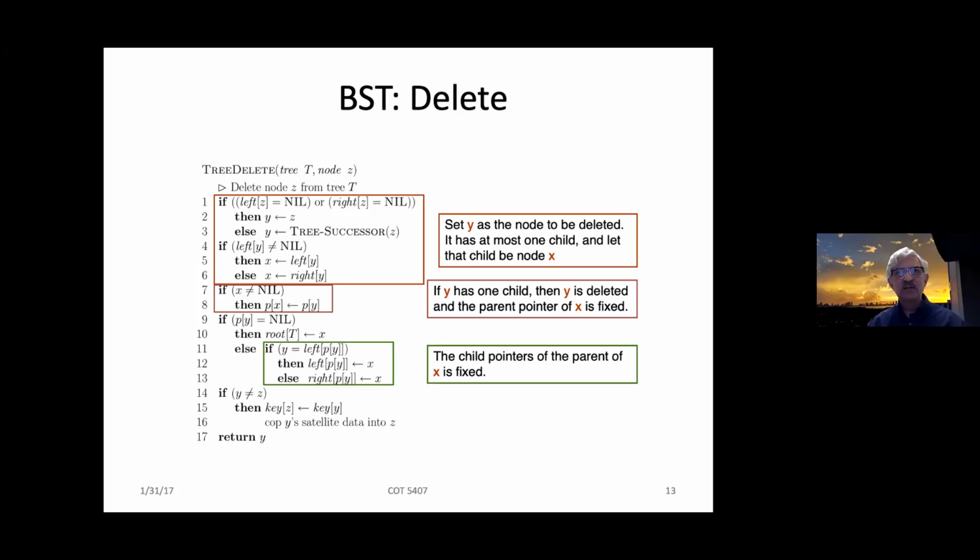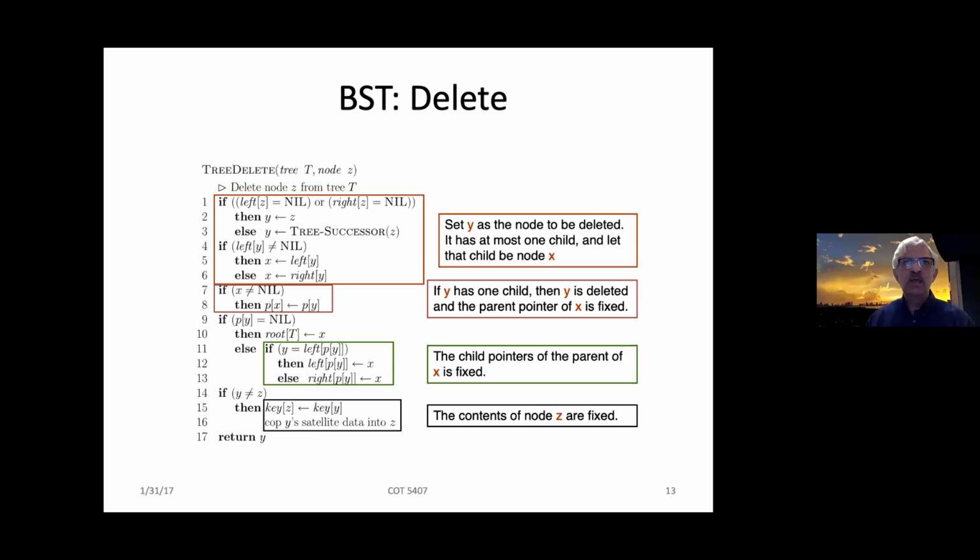So it's trying to figure out where we are going to hang this entire subtree. And finally, we do the one last part, which is to copy the node that we just deleted. We're going to copy it to the node that needs to go away. In this case, Z is the one that needs to go away. So the key value of Z becomes the key value of Y, which is the node that we ended up deleting from the tree.